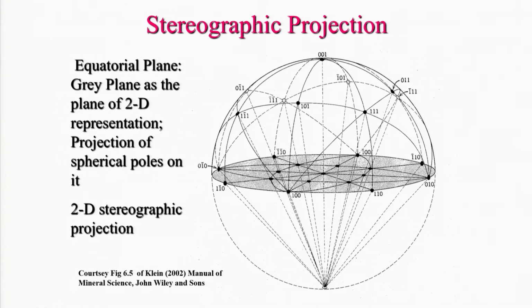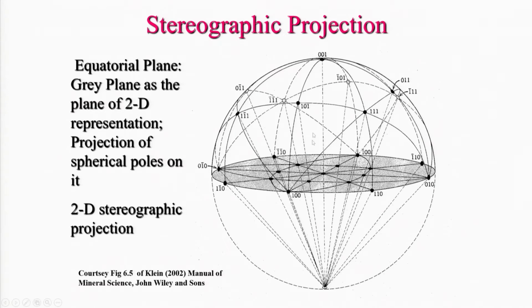What to do? We think of an equatorial plane like this. This plane is this circle here. This circle divides this sphere into two hemispheres. So, this is the sphere, this is the northern hemisphere here.